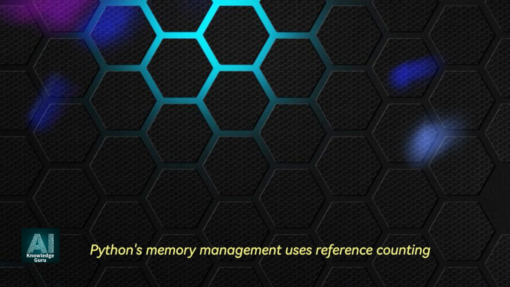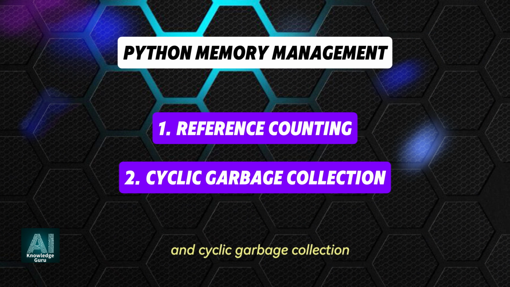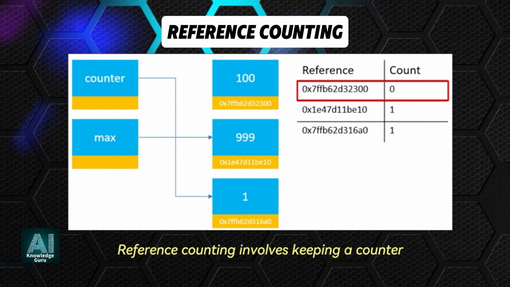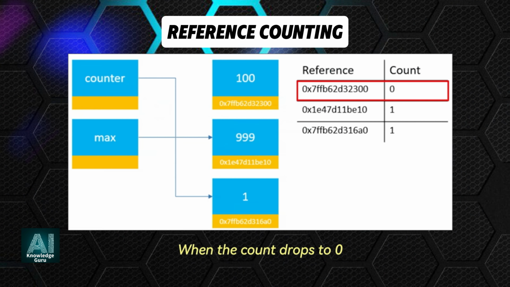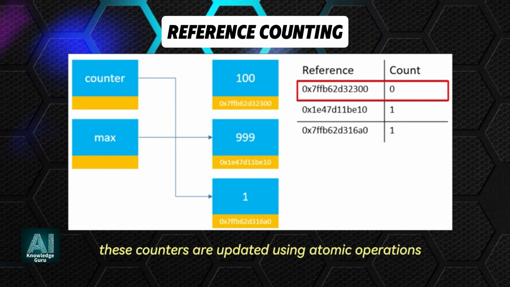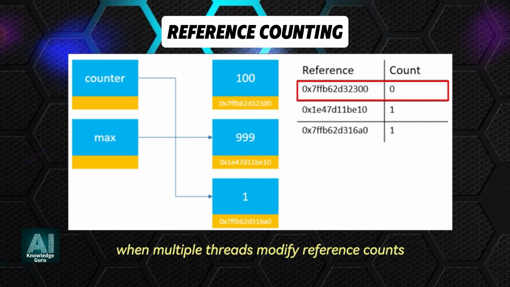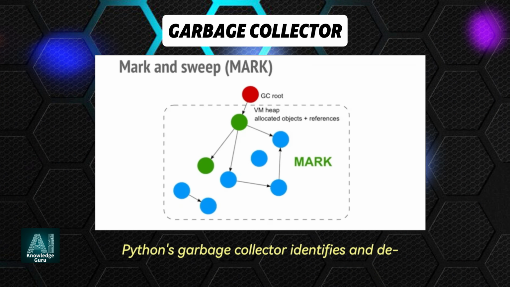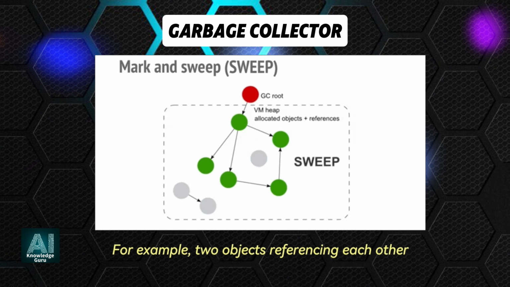And let's remember that Python's memory management uses reference counting and cyclic garbage collection to manage object lifetimes. Reference counting involves keeping a counter for every object that tracks how many references point to it. When the count drops to 0, the object is deallocated. In the no-GIL mode, these counters are updated using atomic operations to ensure thread safety when multiple threads modify reference counts simultaneously.